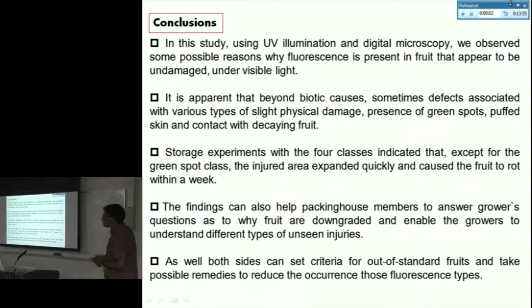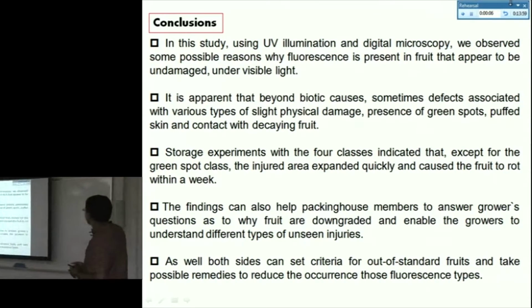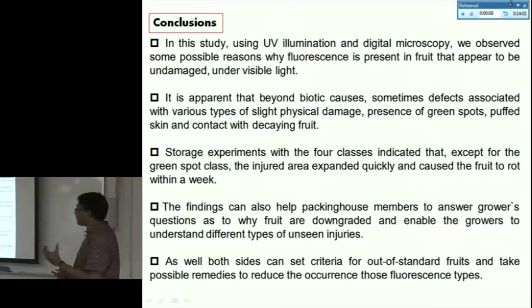And the conclusion is we studied a UV illumination and digital microscopy-based system to observe the possible reasons why fluorescence is present in fruit that appear to be undamaged by eye. And we observed that, beyond biotic causes, there are defects associated with slight physical damage, presence of green spots, puffed skin, and contact with rotten or damaged fruit.